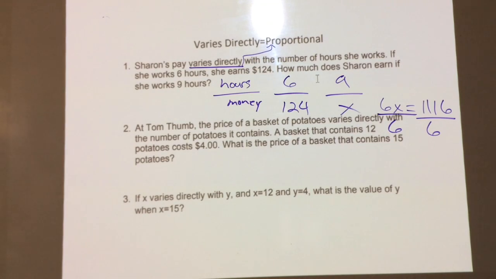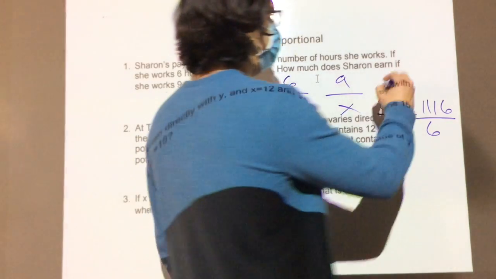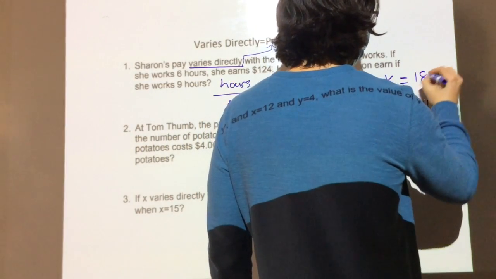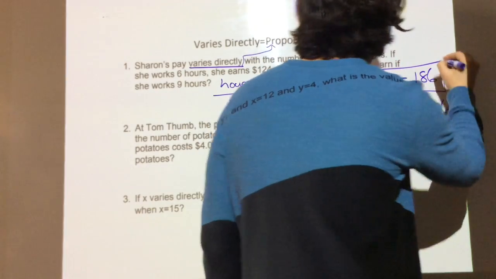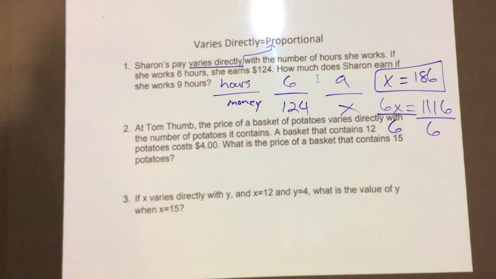That's fine. Zana, what'd you get? 186. So x equals $186. No? That's wrong. Because it's more than what she earns in 6 hours. Yeah, but she's working 9 hours, so it should be more. Does that make sense? I appreciate the reasonableness, though. That's a great way to check it.